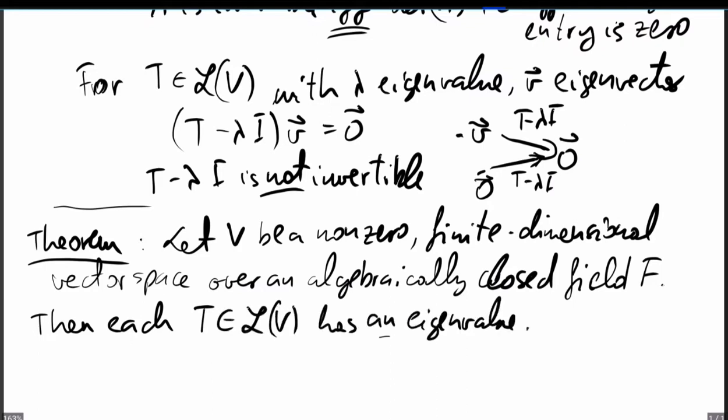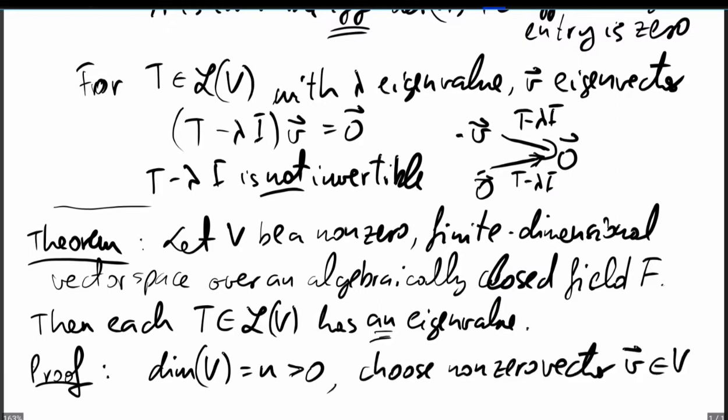So note that this doesn't say how many, it doesn't say whether they're different or repeated, it just says has an eigenvalue. The proof is a nice application of linearly independent vectors. We denote with n the dimension, a non-zero, positive number, since it's a non-zero vector space. We choose a non-zero vector v in this set V.